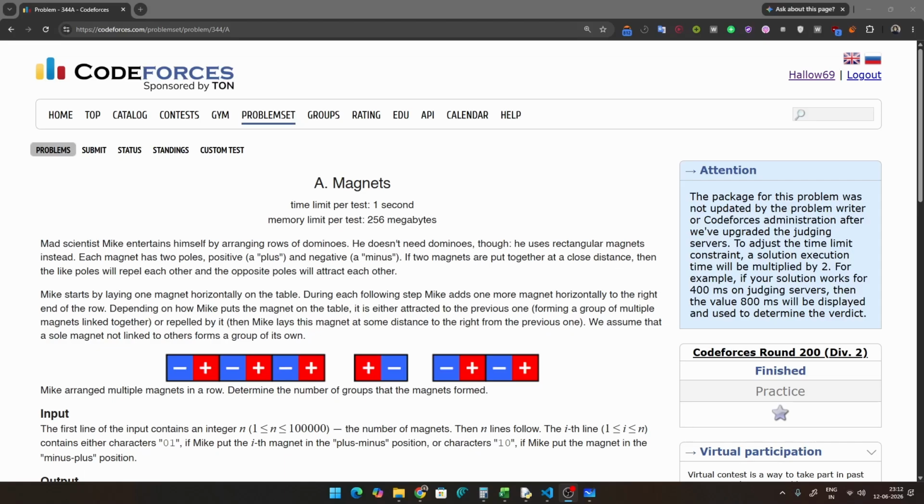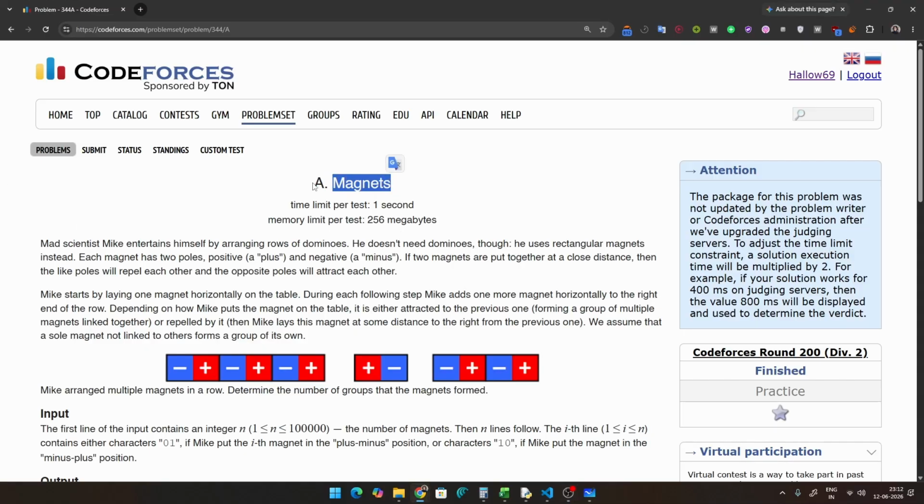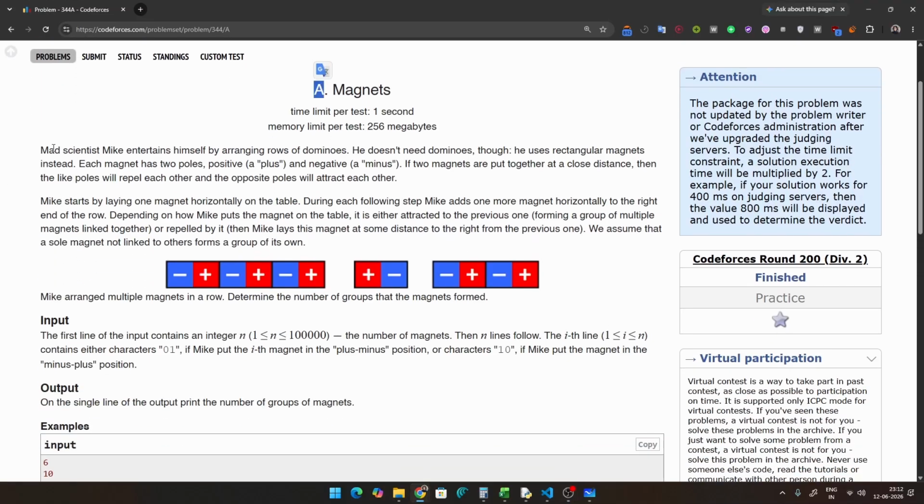We're doing Codeforces problems in Python. Today, we're going to be doing problem 344A. This is called Magnets. Again, an A-level problem, but a very interesting one. Let's go ahead and read through this problem and attempt to solve it.